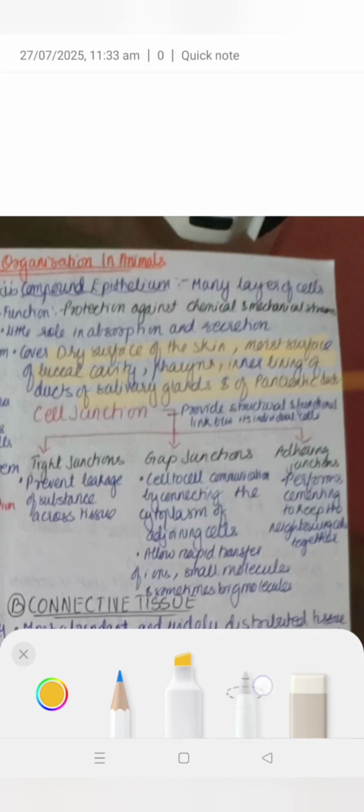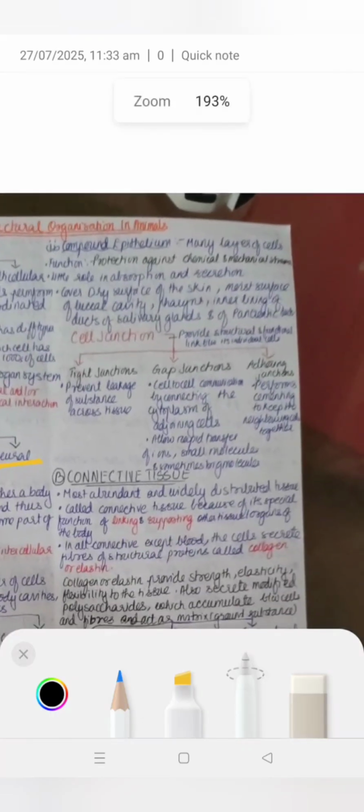Next we have cell junctions, which provide structural and functional links between individual cells. Majorly there are three types: tight junction, gap junction, and adhering junction. Tight junctions prevent the leakage of substances across the tissue, and gap junctions and adhering junctions perform cementing to keep neighboring cells together. Gap junctions help in cell to cell communication by connecting the cytoplasm of adjoining cells, and allow rapid transfer of ions, small molecules, sometimes big molecules also.